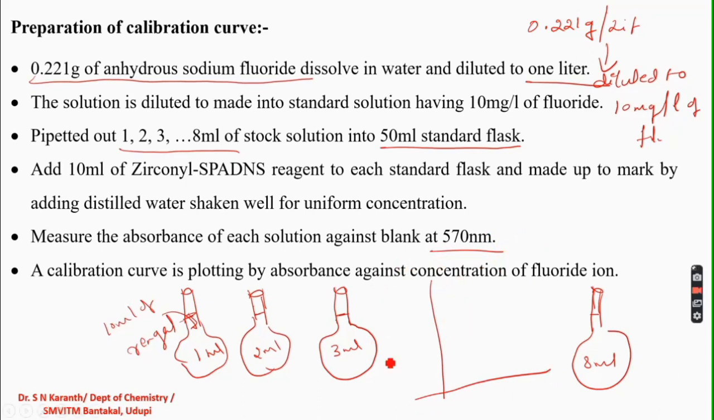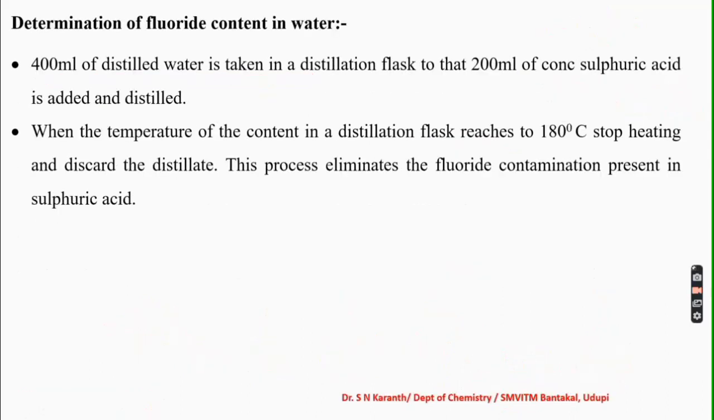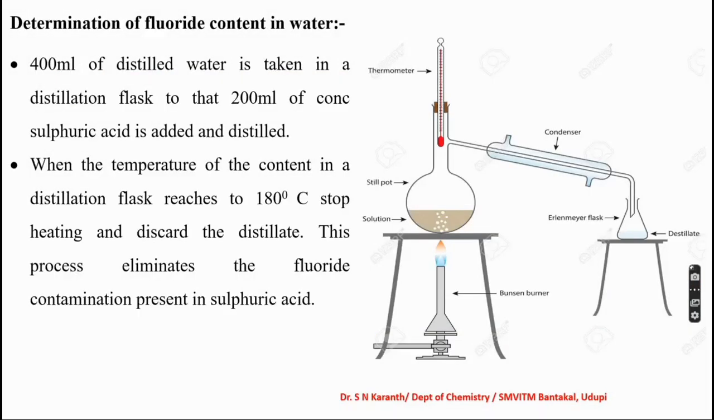Then a calibration curve is plotted by taking the concentration of fluoride ion along the y-axis and the absorbance along the x-axis. According to the principle, as the fluoride concentration increases, the color developed by the complex decreases. It forms a colorless product. In the beginning, at 0 without fluoride, the absorbance is very high. As the fluoride ion concentration increases, absorbance decreases. Then we detect the fluoride content present in the given sample water.